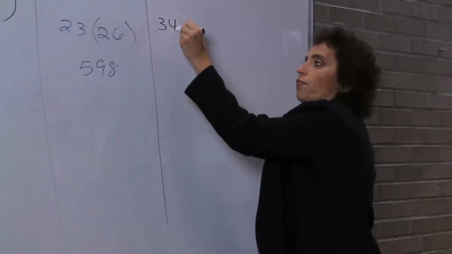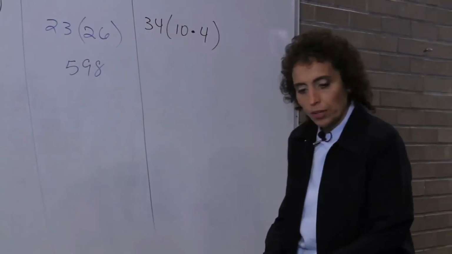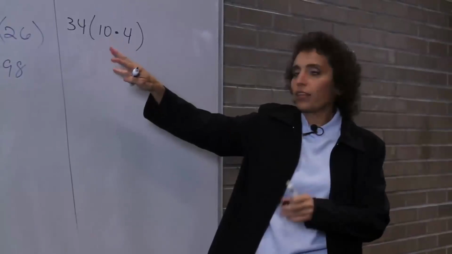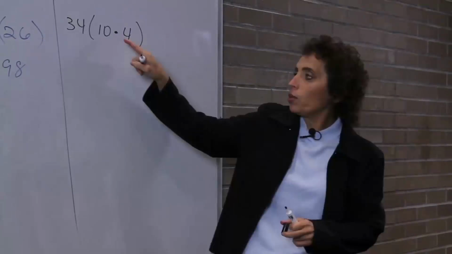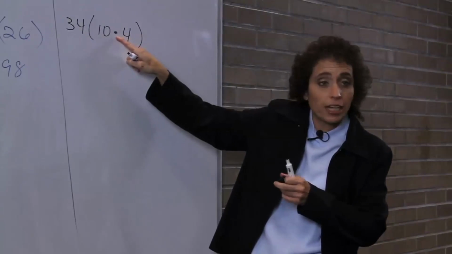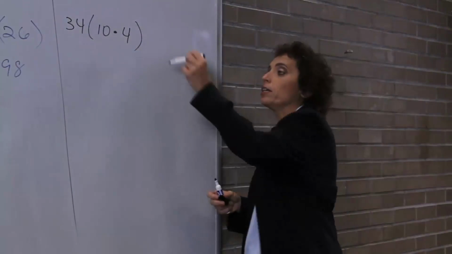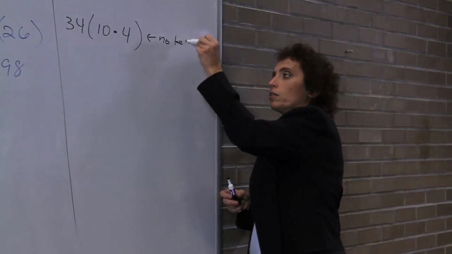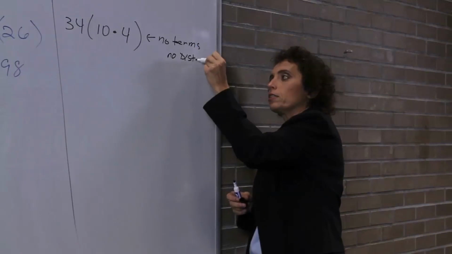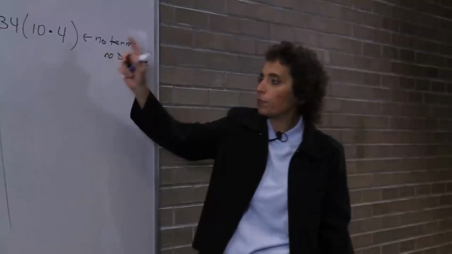Let's look at 34 times the quantity 10 times 4. Okay, in this problem, we have to make sure we can use the distributive property if that's what our goal is here today. Okay, well, the problem is that it's got to be multiplication, which we have, but it's got to be over terms. Terms are attached by plus or minus. There are no terms here. So you cannot use the distributive property. No terms, no terms, no distribute. Okay, so you cannot use the distributive property here because there are no terms.